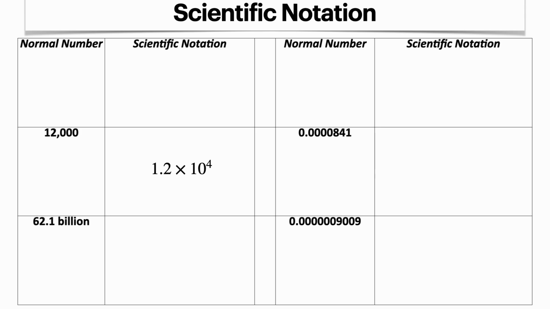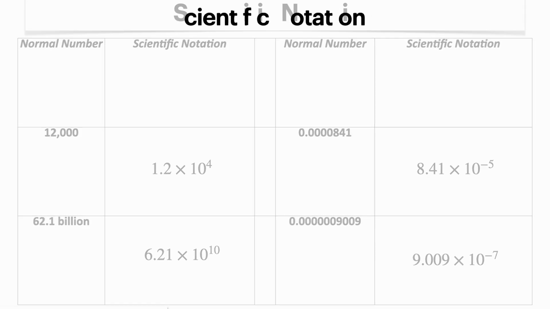What about 12,000? Again, one number to the left of the decimal place, 1.2 times 10 to the 4th. 62.1 billion: billion is times 10 to the 9th, but we have to move the decimal place so there's only one non-zero number to the left, so 6.21 times 10 to the 10th. Here we move the decimal place over and count the number of zeros: 8.41 times 10 to the negative 5th. Same thing, move the decimal place, so 9.009 times 10 to the negative 7th.